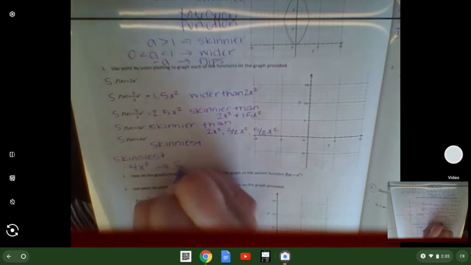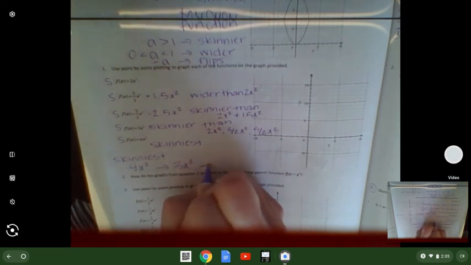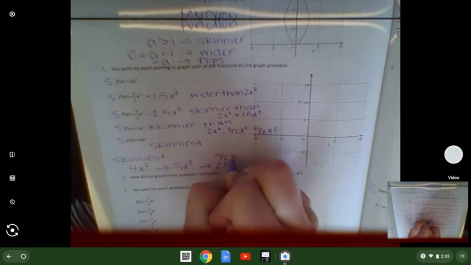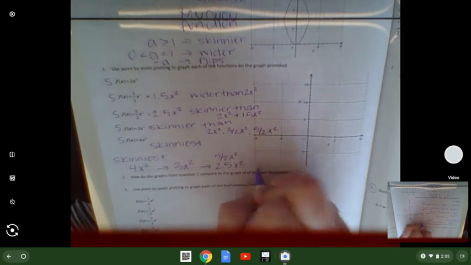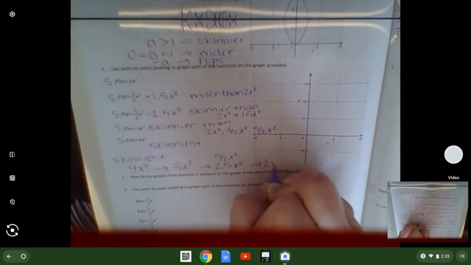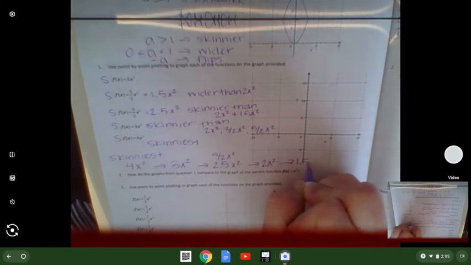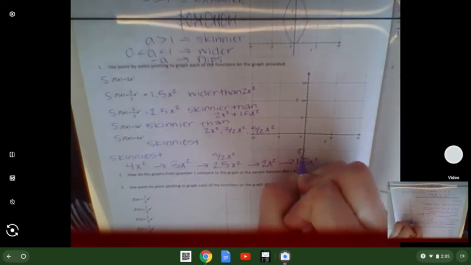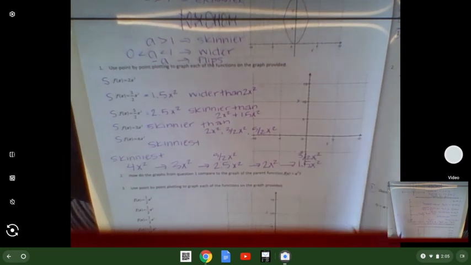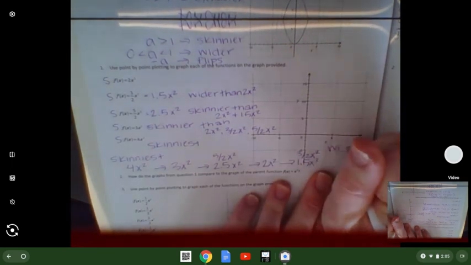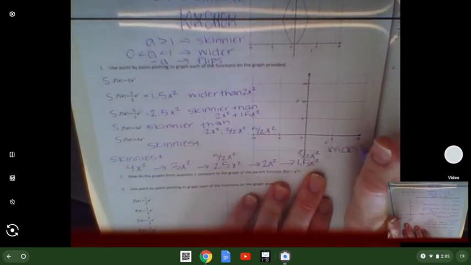And then 3x squared was the next skinniest. And then 2.5 or 5/2 x squared was next. And then 2x squared. And last but not least, 3/2 x squared. Although all of these are skinny graphs because they are skinnier than the parent function x squared, the widest of these skinny graphs was the 1.5.